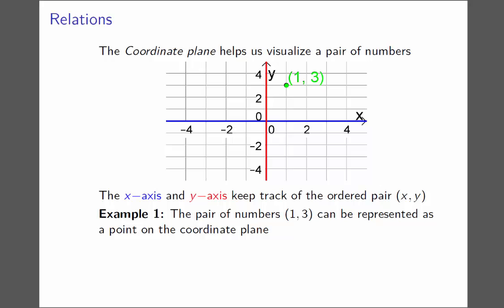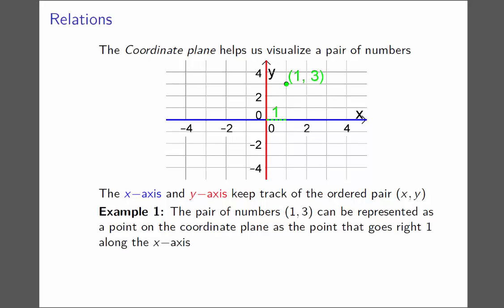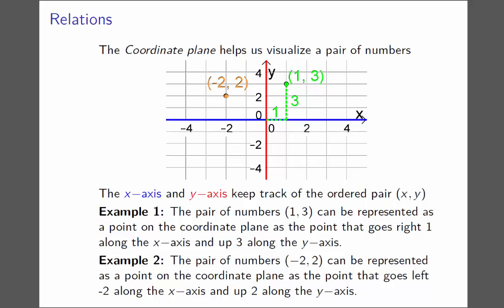The pair of numbers 1, 3 can be represented as a point on the coordinate plane. That goes right 1 along the x direction and up 3 along the y-axis. As a second example, the pair of numbers -2, 2 can be represented as a point on the coordinate plane as the point that goes left 2 along the x-axis and up 2 along the y-axis.